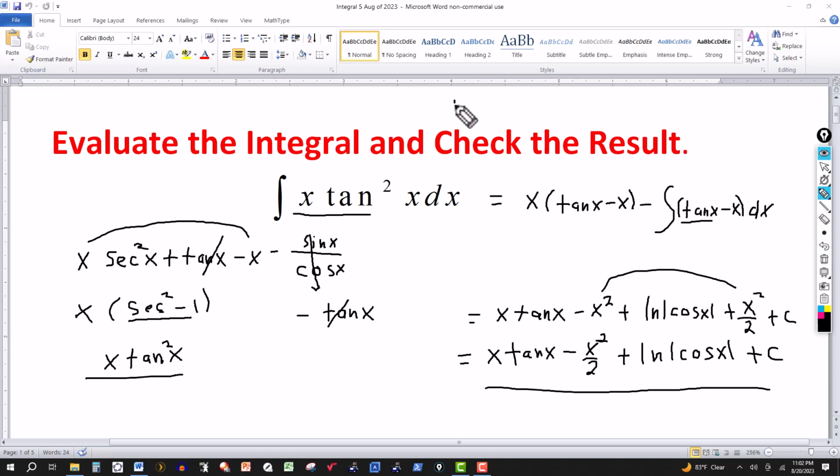So again, what we're using here, and at the beginning of the problem, is this identity from trig, that 1 plus tangent squared of an angle, in this case x, will always equal secant squared of that same angle. So you can say 1 plus tangent squared of x equals secant squared of x, or you can say secant squared of x minus 1 is tangent squared of x.